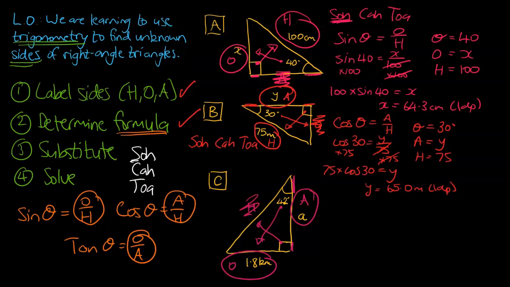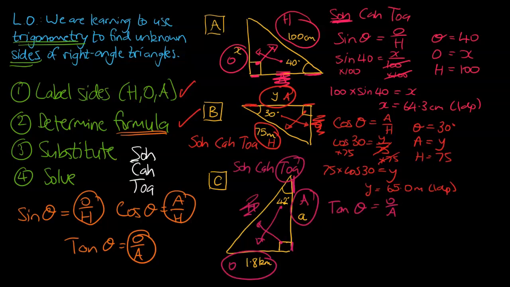We're now going to determine the formula. So let's write down SOHCAHTOA just to help us out with that. What two letters are we left with? Well, we've got an A. So that's going to be the TOA part of SOHCAHTOA. So that makes tan. So we've got tan angle equals O over A.